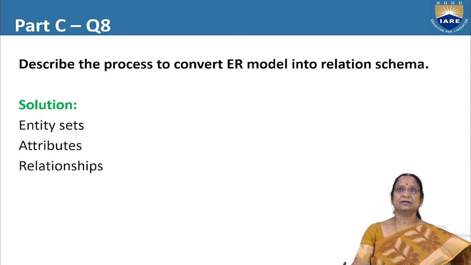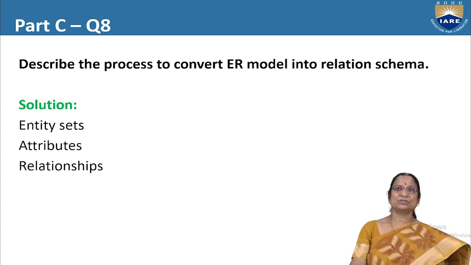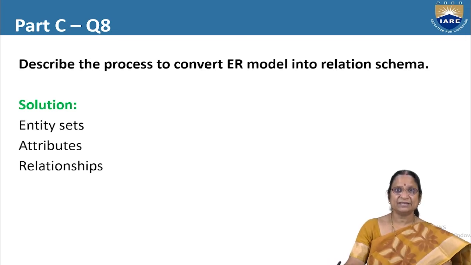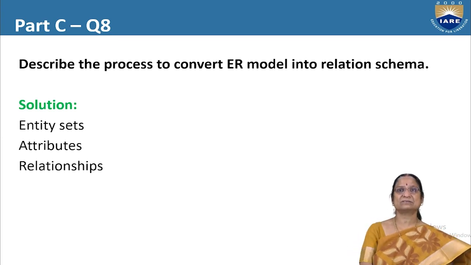Next question. Describe the process of converting an ER model into a relational schema. We have done two lectures on this. In one lecture we considered the entities, how the entity sets and attributes are converted, and in one more lecture we discussed how the relationships are converted into the relational model. So in any ER model, various entity sets will be there, strong entity sets and weak entity sets, and attributes and relationships will be there. These are the building blocks.